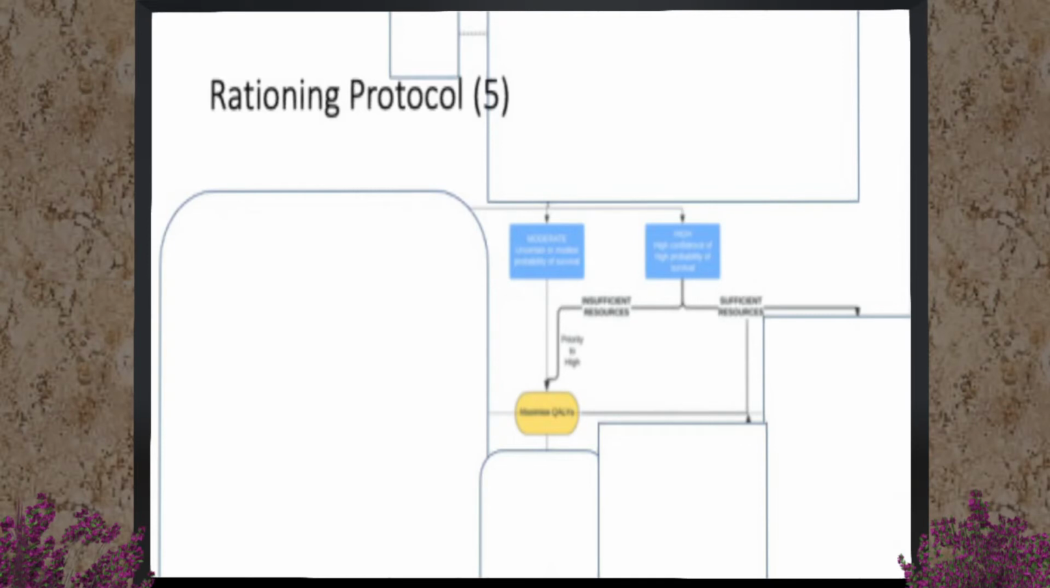And notice that if there are insufficient resources, even all the folks in the high category may not get treatments. They're going to get prioritized as well, but by what it would take to maximize their quality of life. Do you see that? Some of them come over to the moderate category.